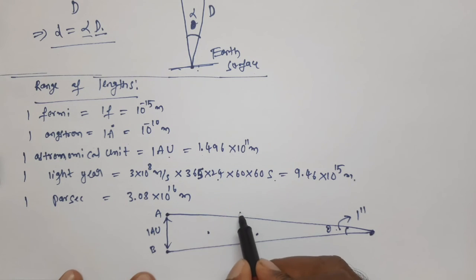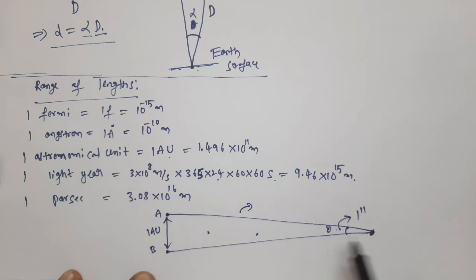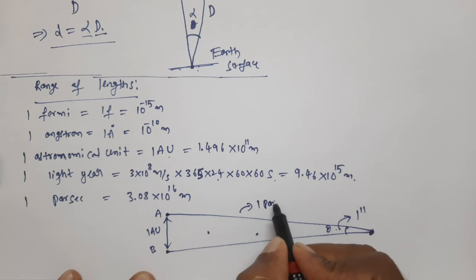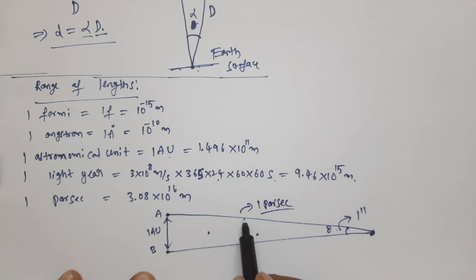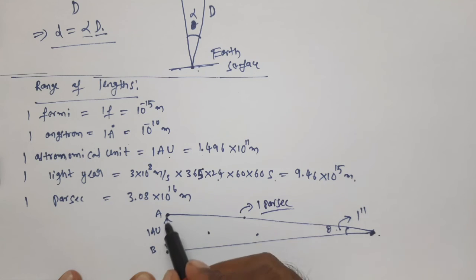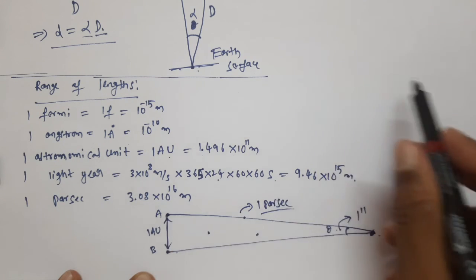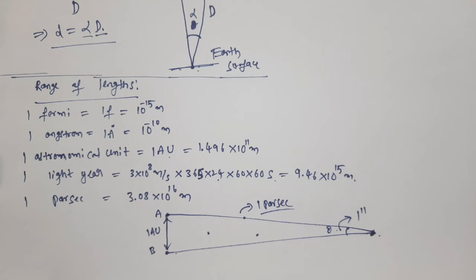Then the distance from the observing point to A, or the distance from the observing point to B, this distance is called 1 parsec. This distance acts as an arc. It is a part of a circle. If you imagine here, you will get a circle. You understand what a parsec is?